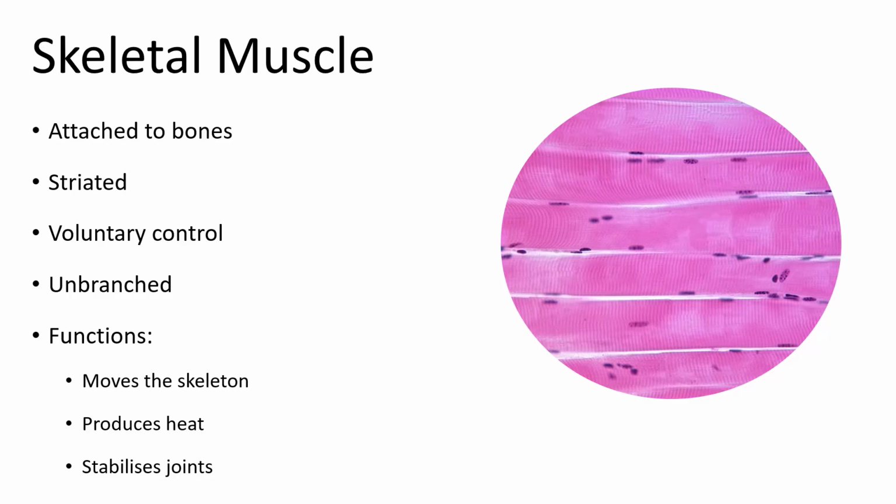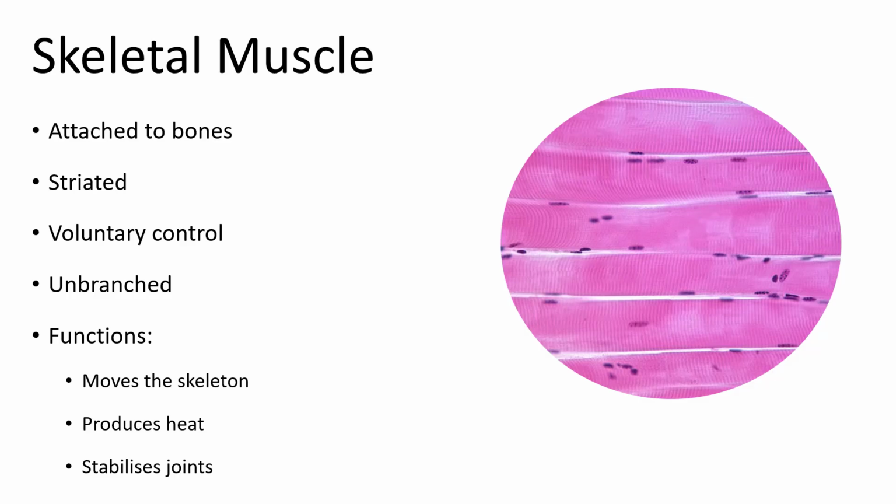You can also see here that there are many nuclei present within these cells. This is because skeletal muscle has a high energy demand and requires a greater number of mitochondria to produce the energy that is required. Unlike the others, skeletal muscle is under voluntary control, meaning that we can consciously contract skeletal muscles to move our body.